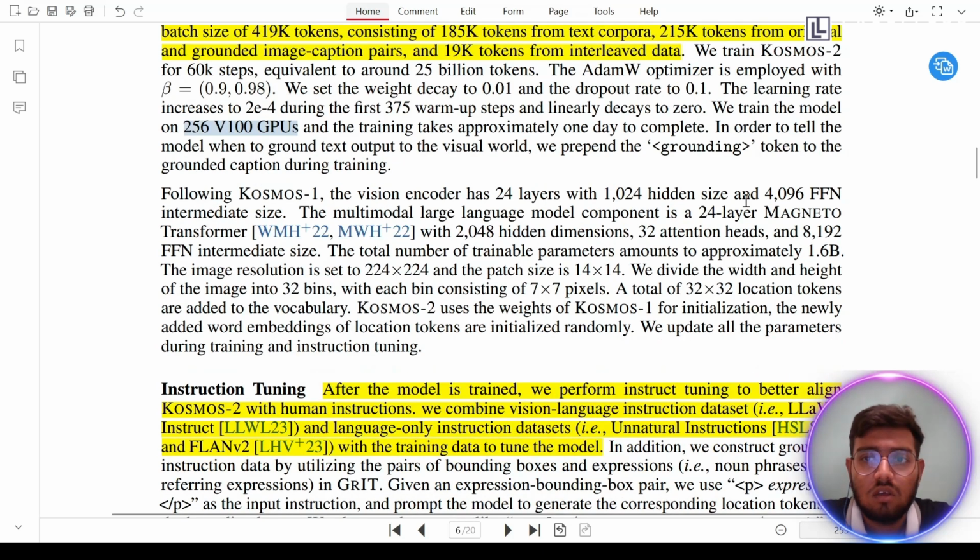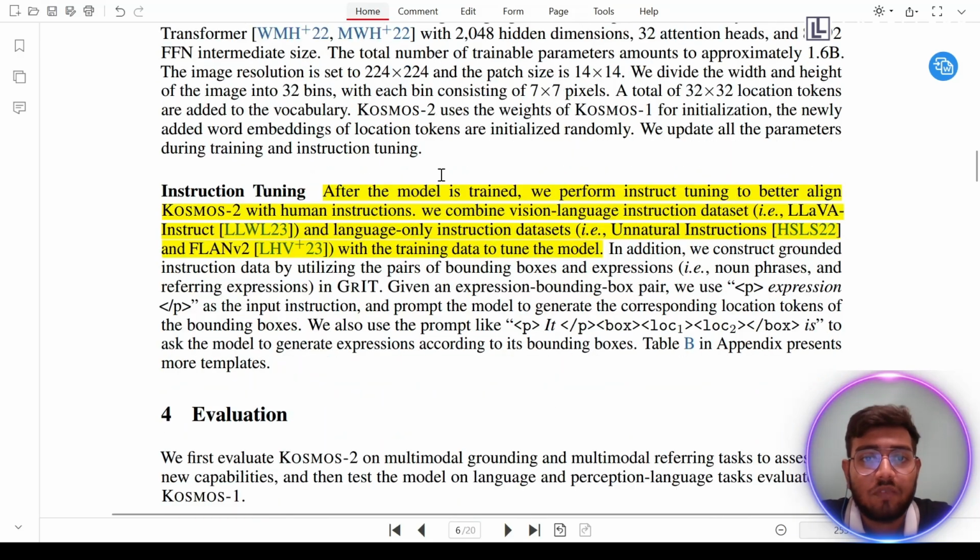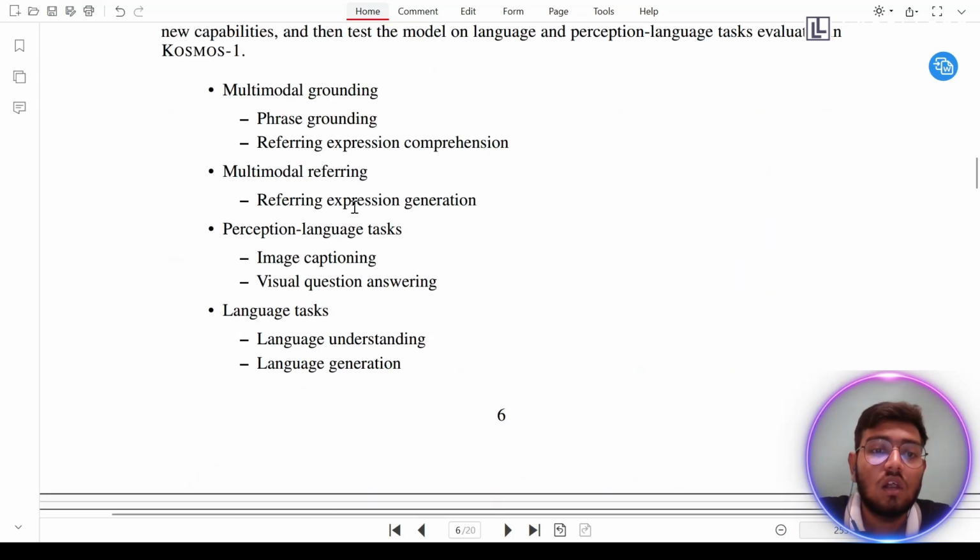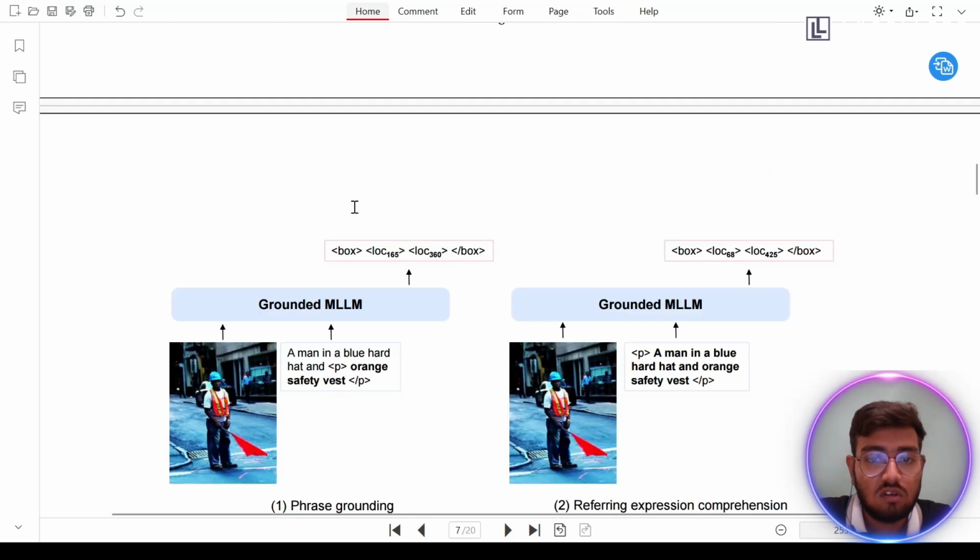After the model is trained, we perform instruction tuning to better align Kosmos with humans. So after training on the GRIT data, it is also trained on other datasets: a visual language instruction dataset, LLaVA-Instruct, a language-only instruction dataset, and Unnatural Instructions. So its dataset is quite large. Let's see what else it talks about.